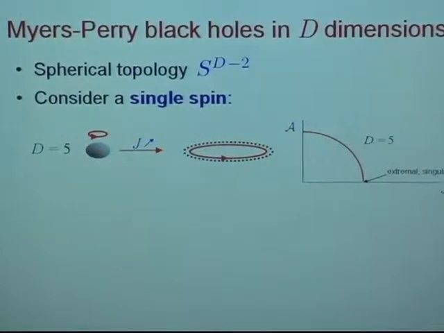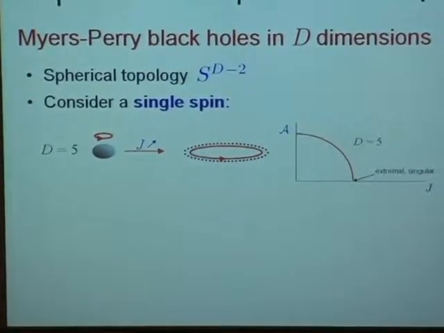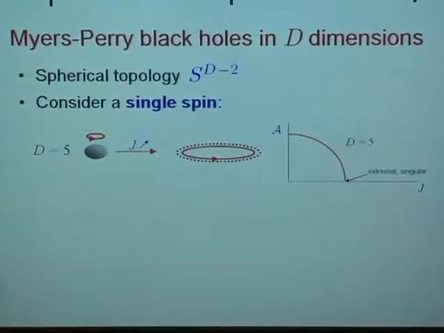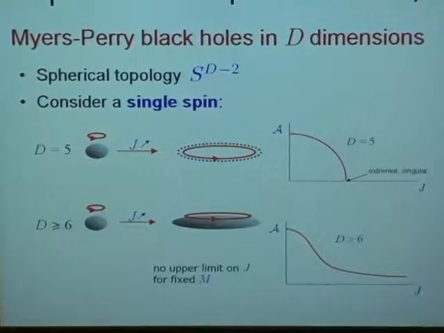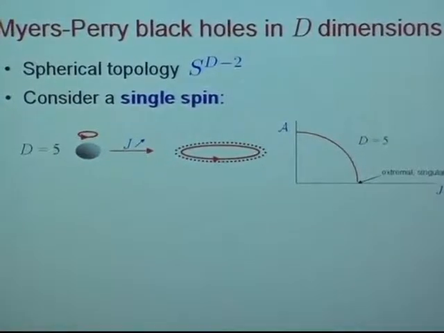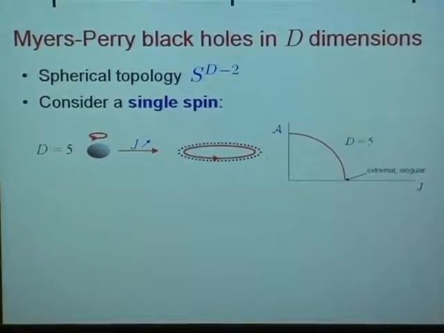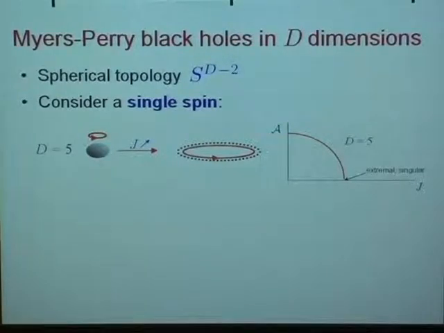Now, in five dimensions, these Myers-Perry black holes, with a single spin, begin to behave a little bit like the Kerr solution. As you increase the angular momentum, the area decreases, but there's a difference with the four-dimensional case in that the extremal limit now is singular. It has zero area. So this is one difference that we find when we go to higher dimensions.